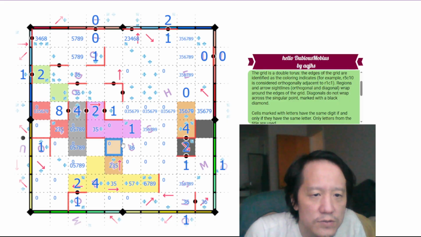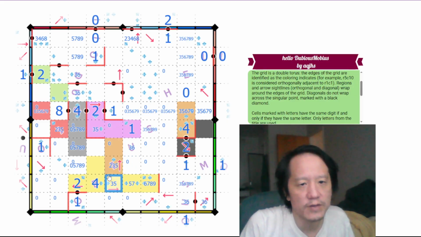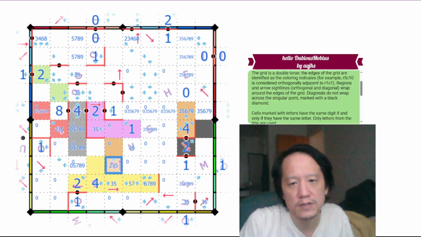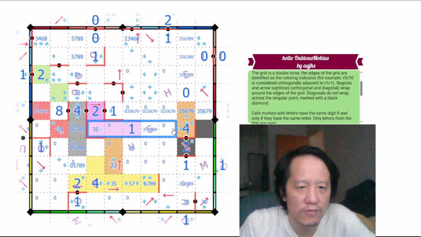This sees 2. This is 4. Ah, this can't be 5 anymore. So this is 2 or 3. So this could be part of the pink region. If it's part of the pink region, it's 3, which means this is 5. That's interesting.